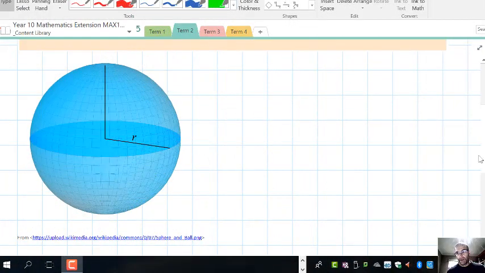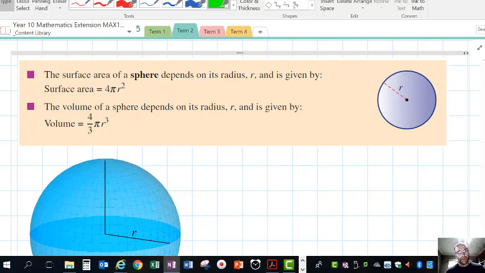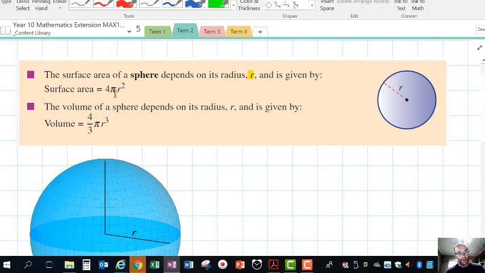Okay, we're looking at this special shape. It's called a sphere. So the solid sphere has a radius r. The surface area is 4 times pi r squared. The volume of the sphere, again with a radius r, is 4/3 times pi r cubed.